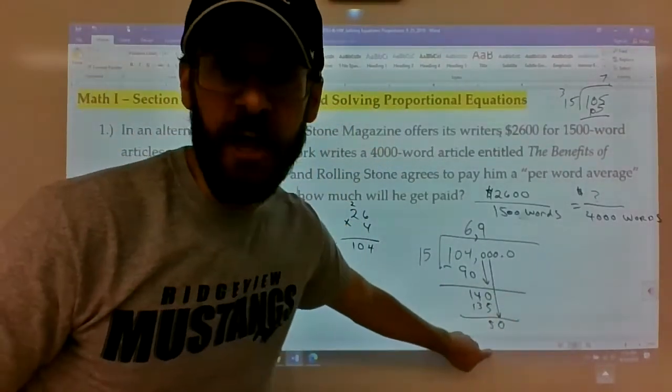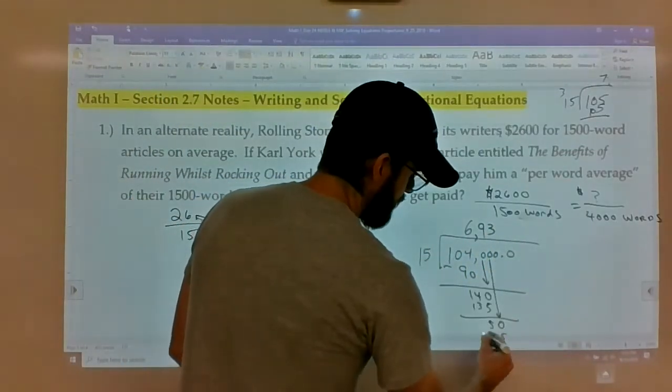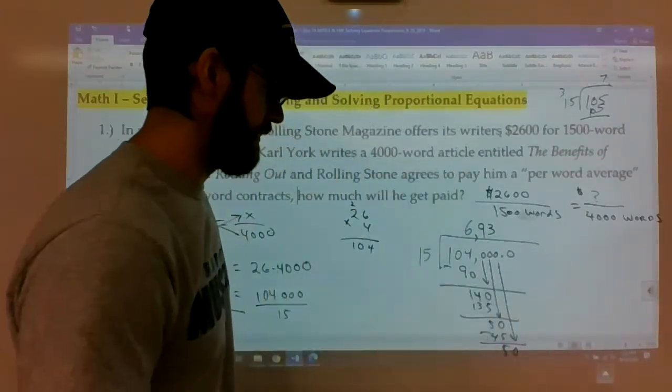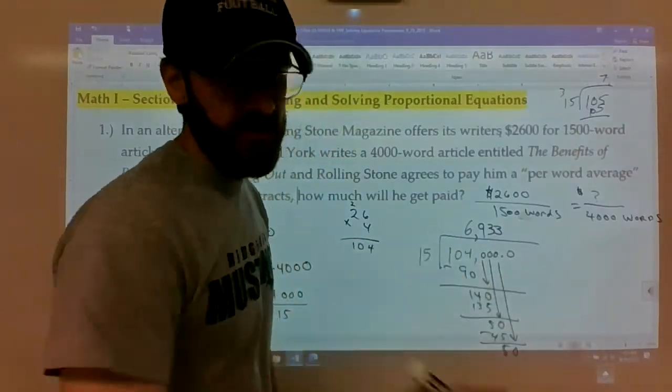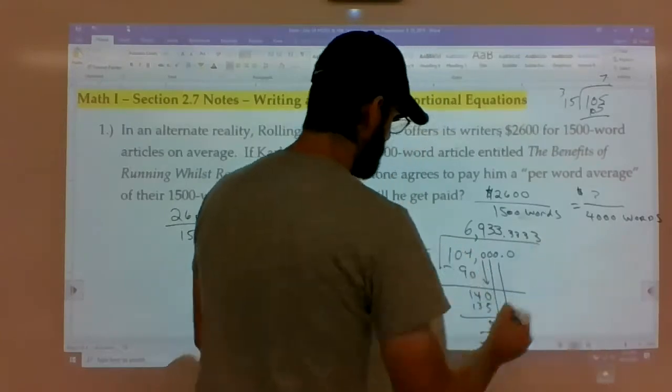15 goes into 50 3 times. 45. And I got 50 again. So it's another 3, and it's just going to keep being 3s all throughout. So it's 3, 3, 3, 3, 3, 3, 3.